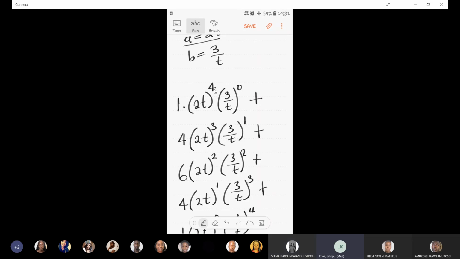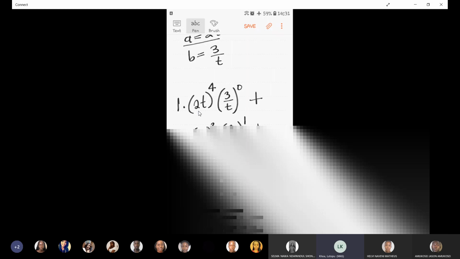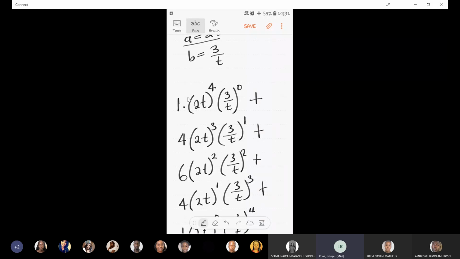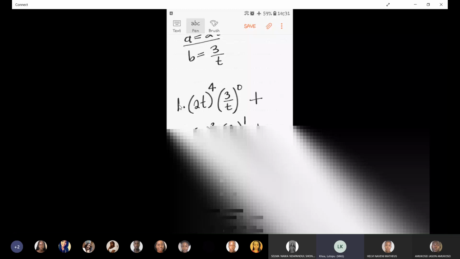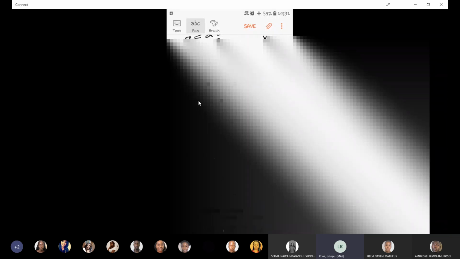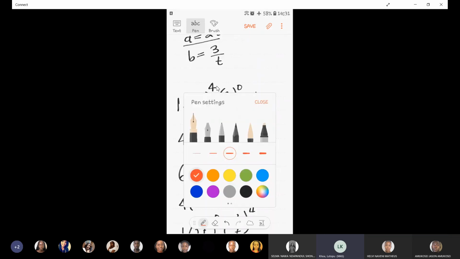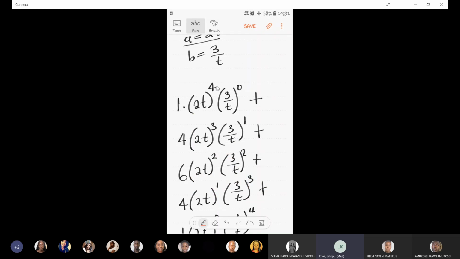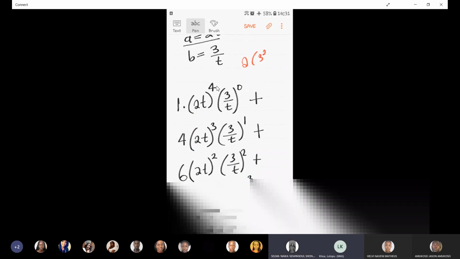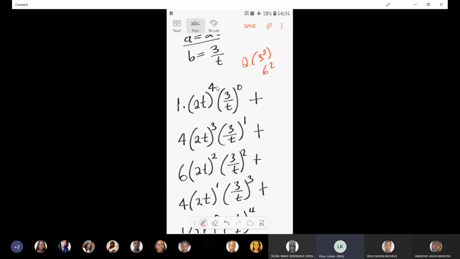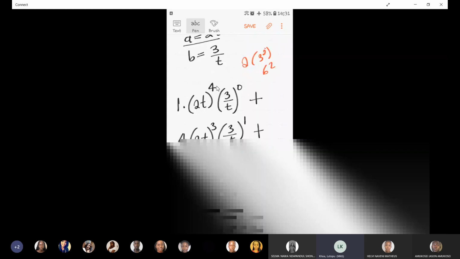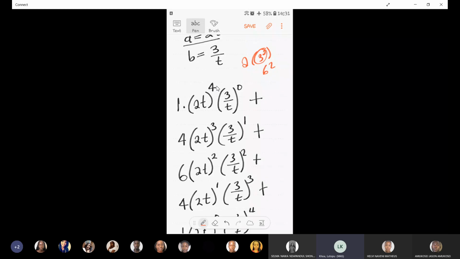Use BODMAS. You must work out what's in the brackets first. Here, if this number was, let's say, 5, I would not say 5 must go inside the bracket and then I square everything. That's not how BODMAS works. Let me illustrate something. If I have 2 times 3 squared, this is not the same as 6 squared. I must first work out 3 squared and then multiply the answer by 2. So that's the same principle I'm using here.